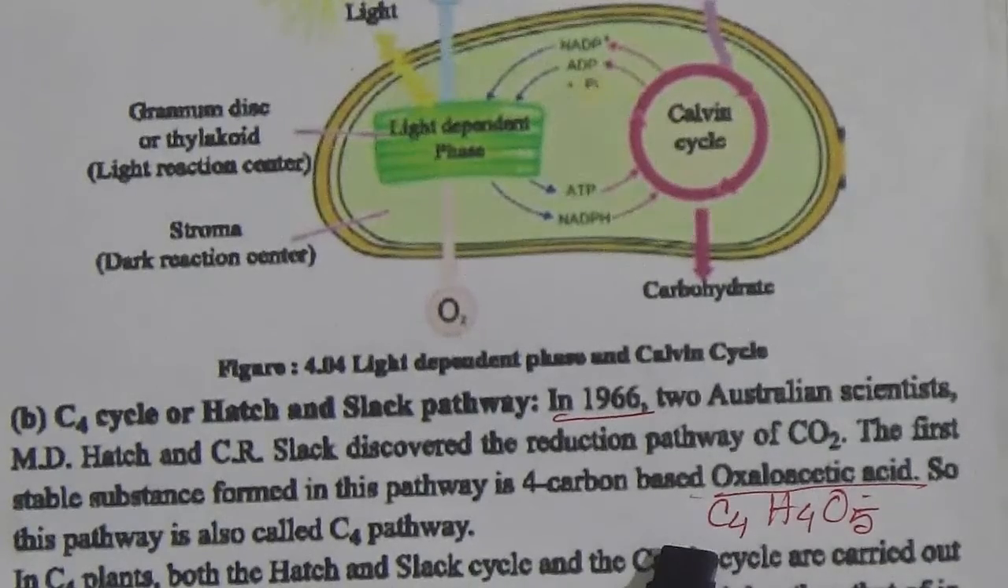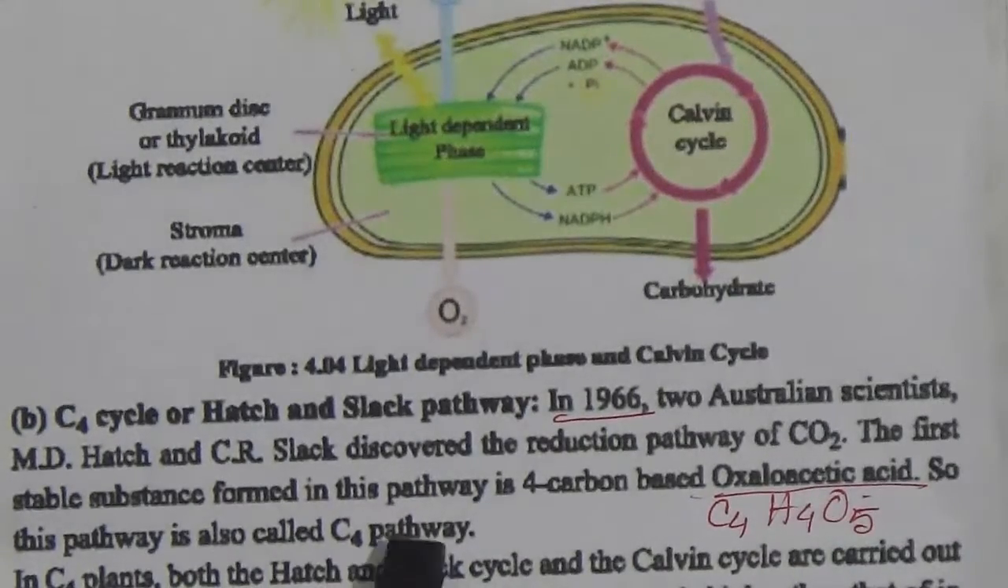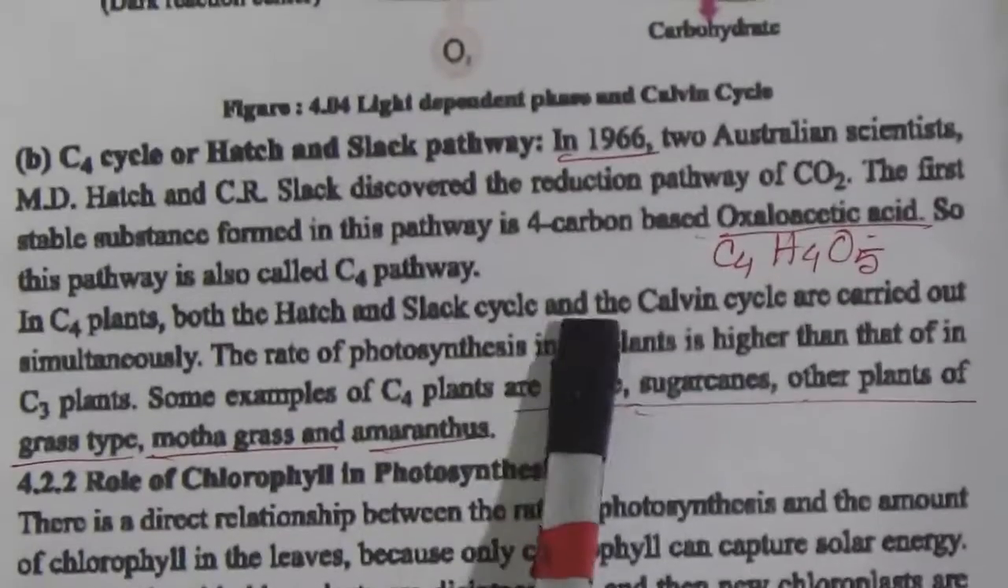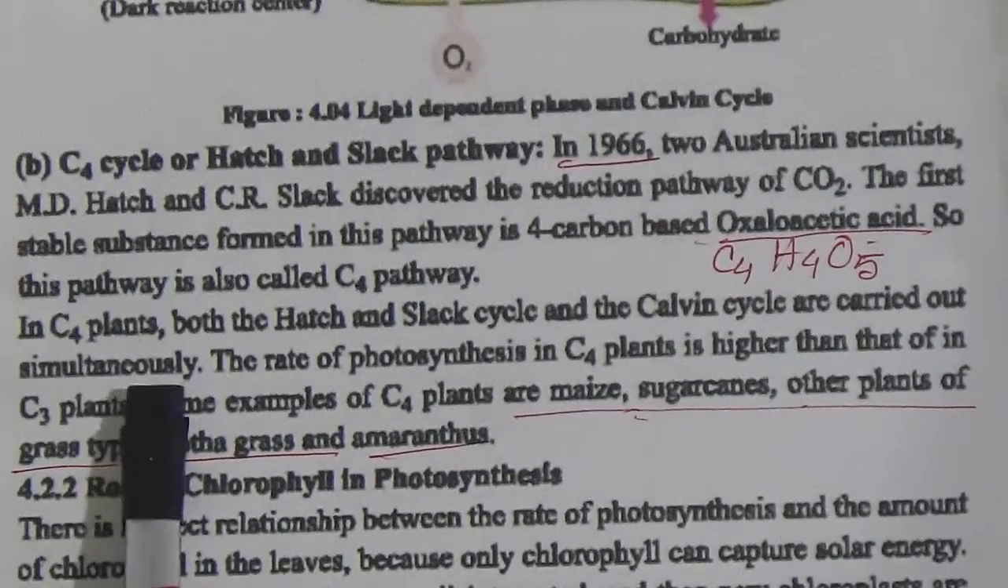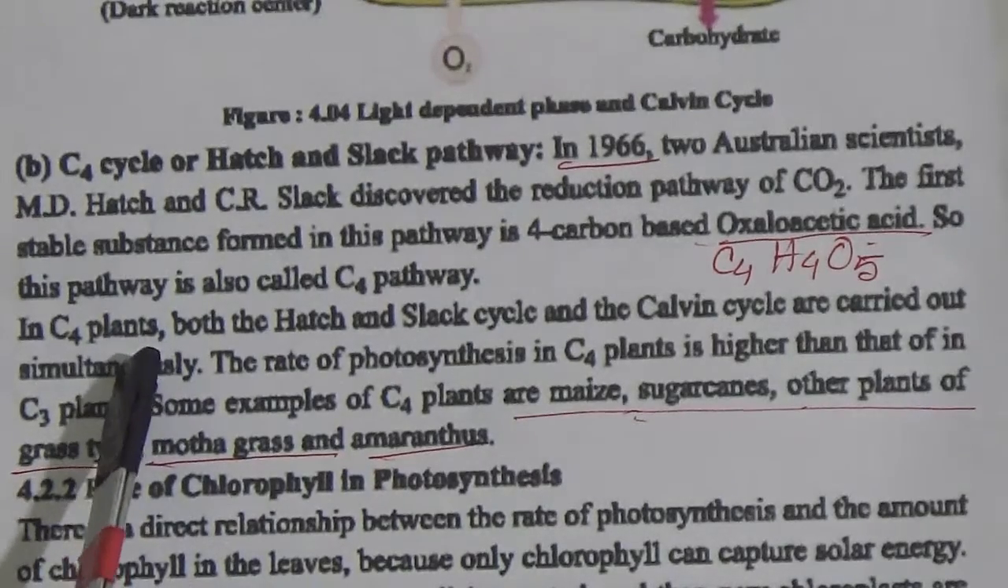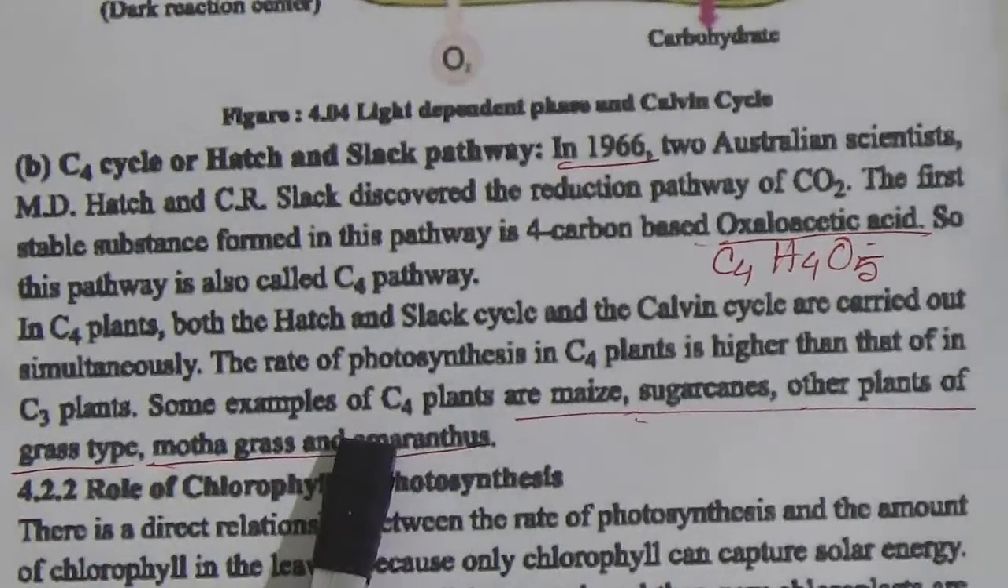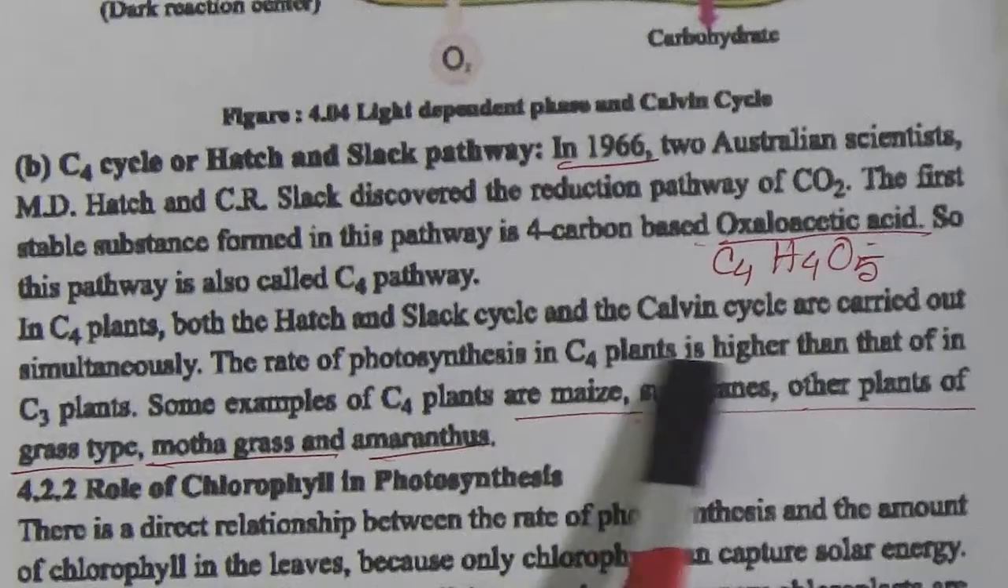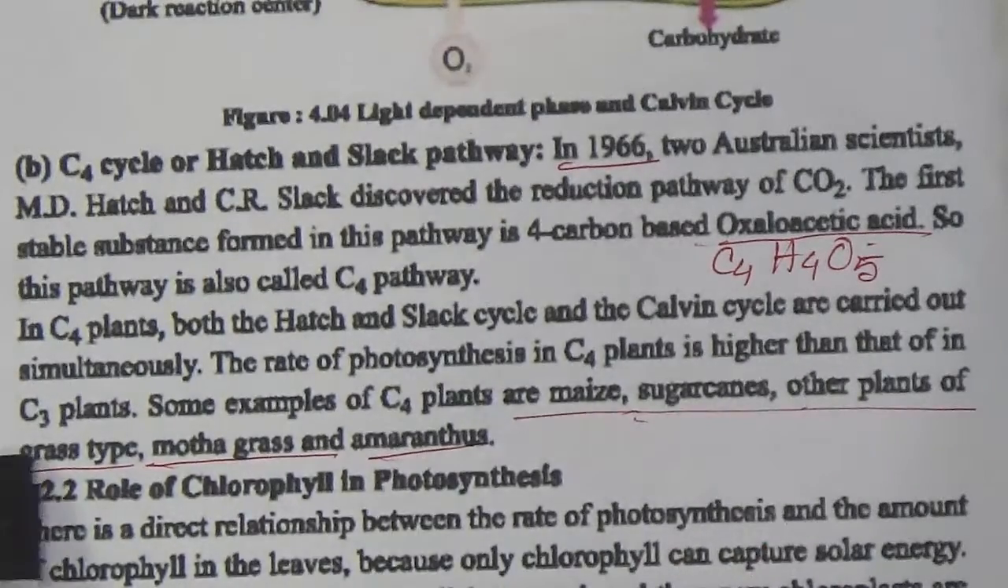The chemical formula of oxaloacetic acid is C4H4O5. This is the chemical formula of oxaloacetic acid, which is the first stable product in the C4 cycle. So this pathway is also called the C4 pathway. In the C4 pathway, both the Hatch and Slack cycle and the Calvin cycle are carried out simultaneously. That means both cycles are going on in C4 plants, and the rate of photosynthesis is higher in C4 plants than in C3 plants.